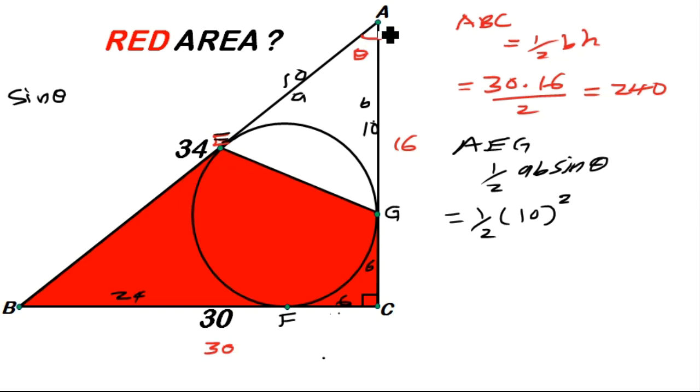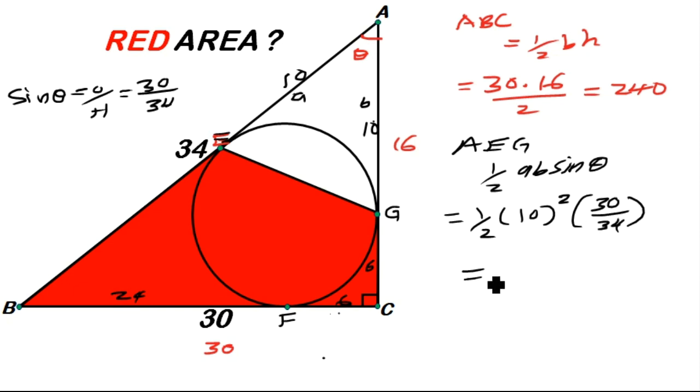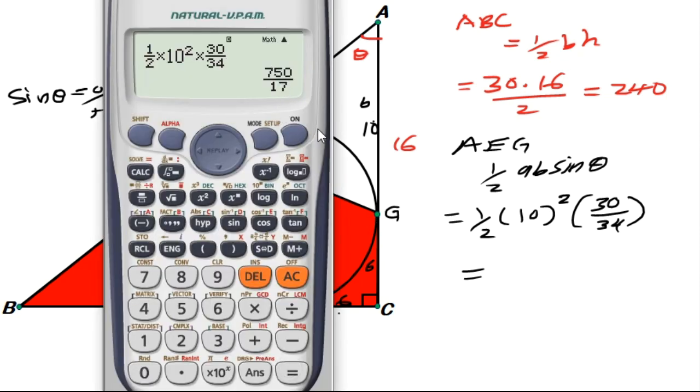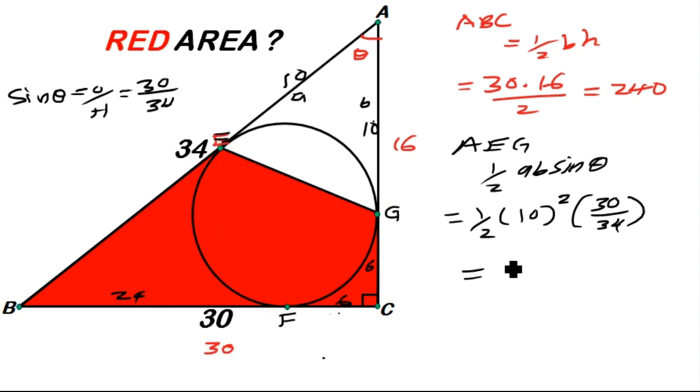Sine theta, because triangle ABC is a right angle triangle, sin theta is always opposite over hypotenuse. So what is the opposite side? The opposite side is from B to C, which is 30, over the hypotenuse from A to B, which is 34. So it means sin theta is 30 over 34. So where there is sin theta, we are going to put its value, which is 30 over 34. So what is the area of triangle AEG? You get the area is 750 over 17.